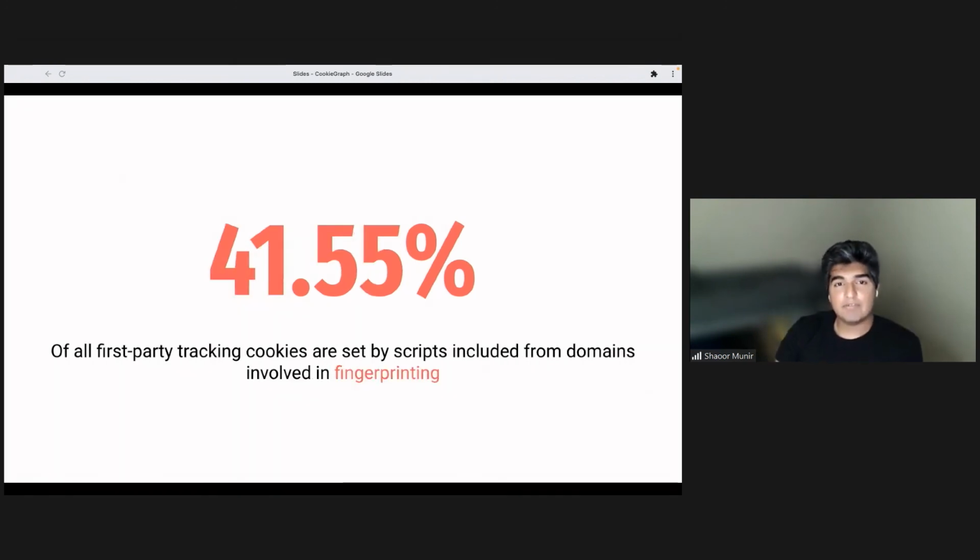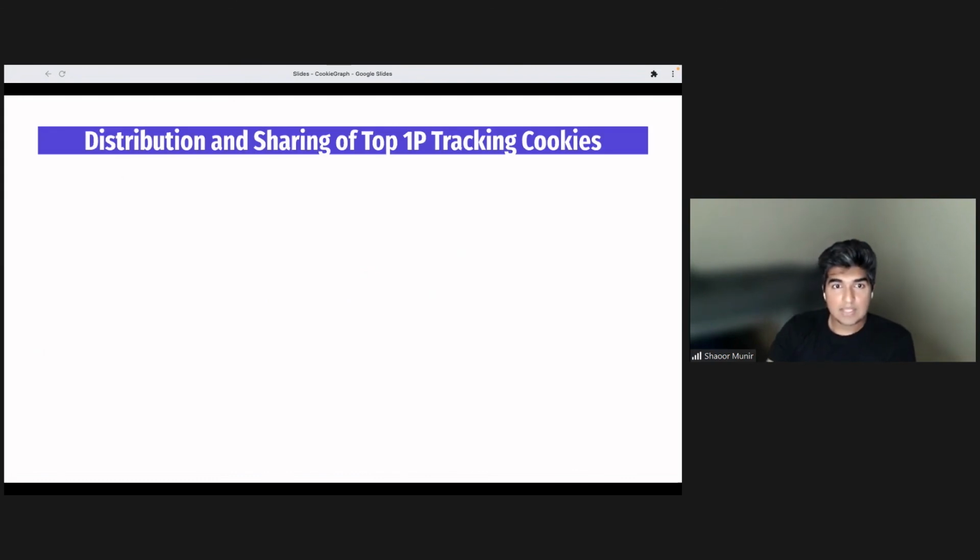We also found out that 41.55% of all the first-party tracking cookies which were set, were set by scripts which are included from domains known to be involved in fingerprinting. This also shows that these cookies are being used in conjunction with some other pervasive tracking technologies like fingerprinting. This whole situation becomes even more concerning by the fact that once these cookies are set, they are also sent out to a huge number of other trackers and advertisers.